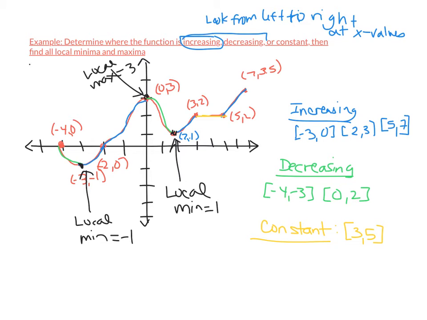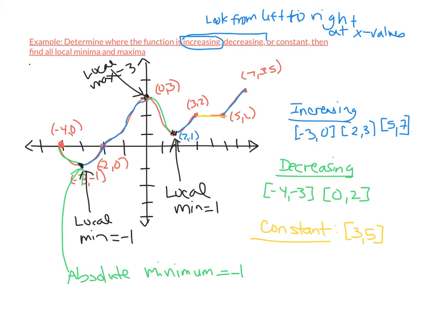The one other thing I want to mention in this video is an absolute minimum and an absolute maximum. Actually right here, the lowest value on the entire graph is this one right here. So in addition to being a local minimum, this is also an absolute minimum. And it's equal to -1. The other local min is not an absolute.